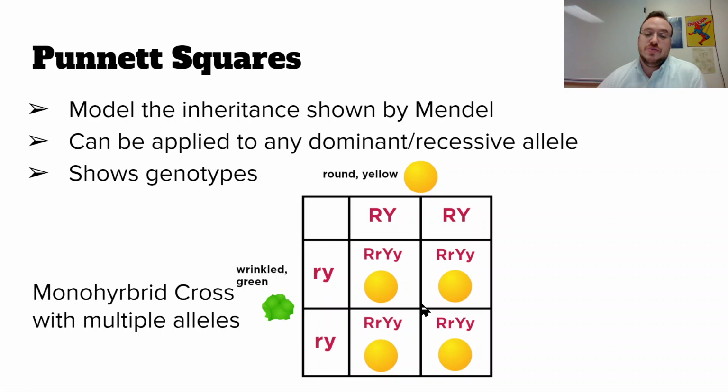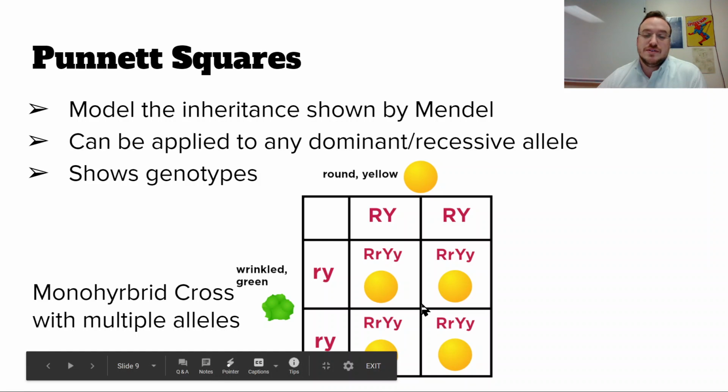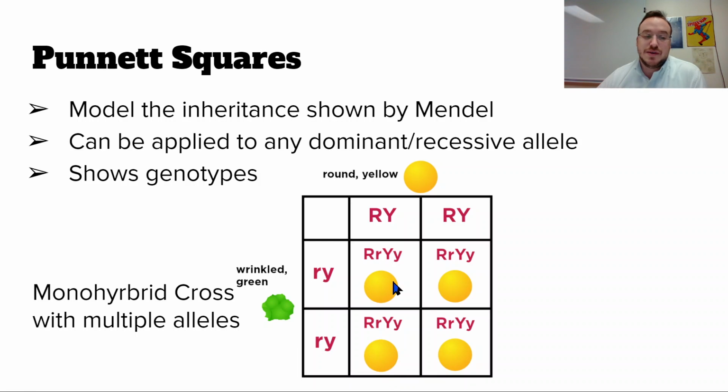Well, then we're going to need to do a little bit different type of Punnett square. It's still a Punnett square. It's still the same concept. It's just bigger. Okay, so remember that each parent can give one allele. So this parent can give a capital R, a lowercase r, a capital Y, or a lowercase y.